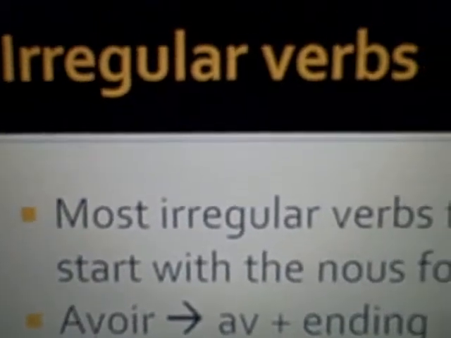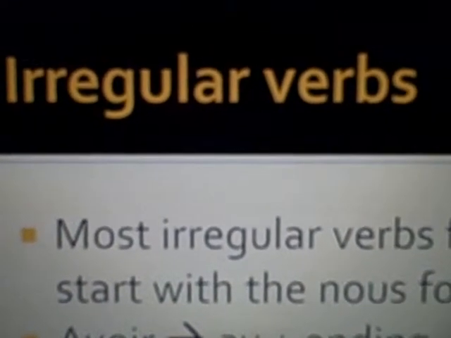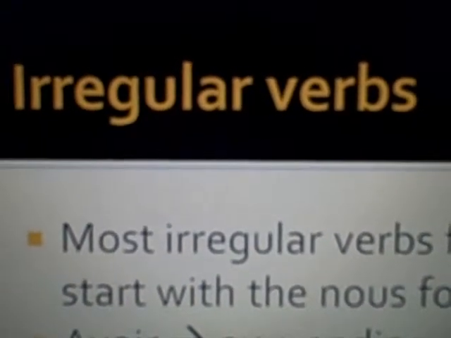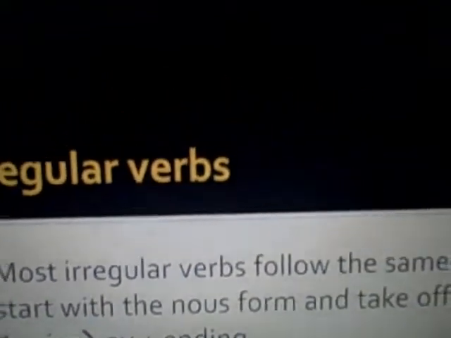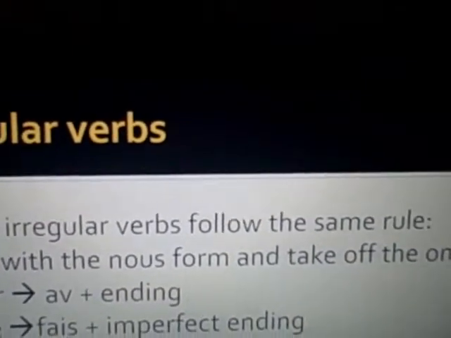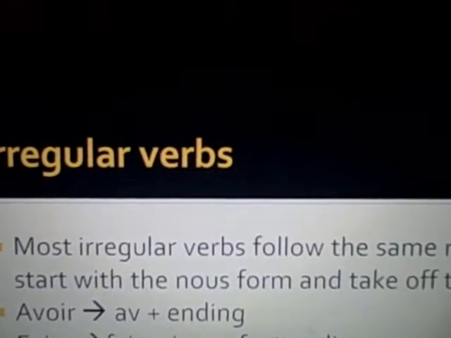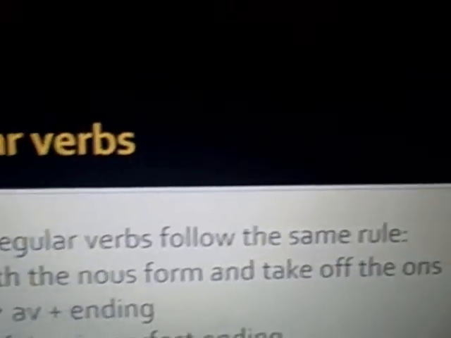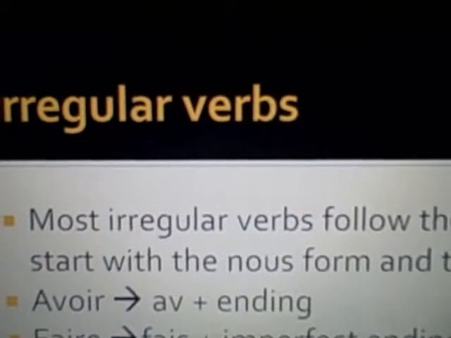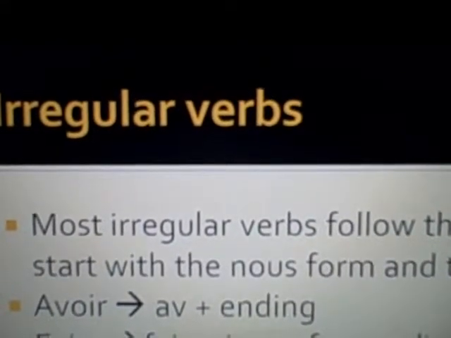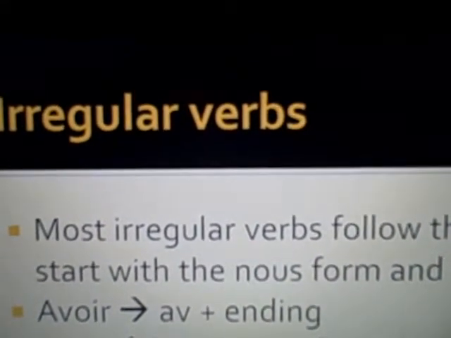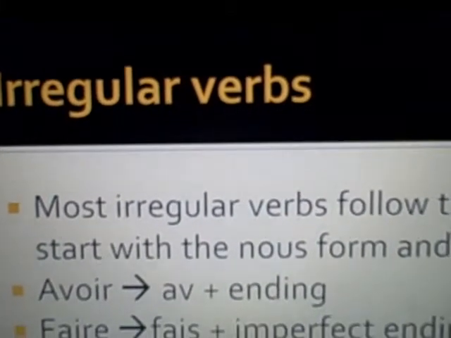The nice thing about the imparfait is that there are not a lot of exceptions to the rule. Most irregular verbs are going to follow the same rule as any of the other verbs, which means that you're going to start off with the nous form of the verb, take off the ons, and add the ending. For example, the verb avoir is av because its nous form is avons, plus the ending.